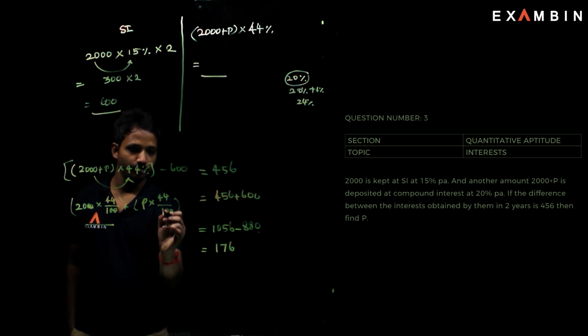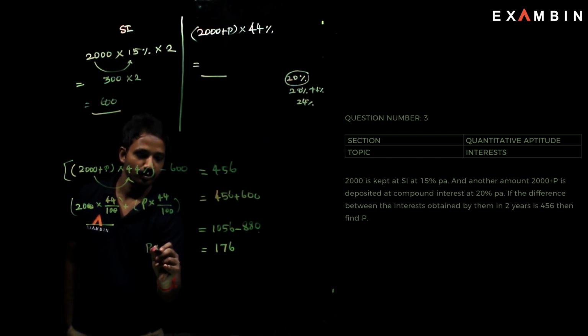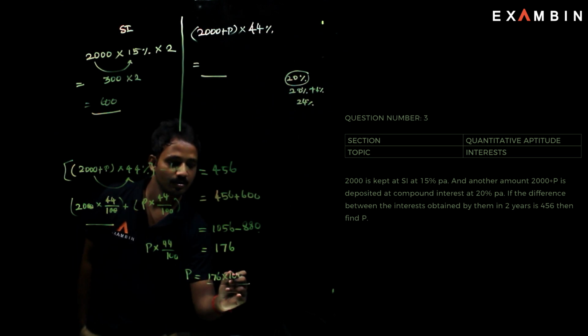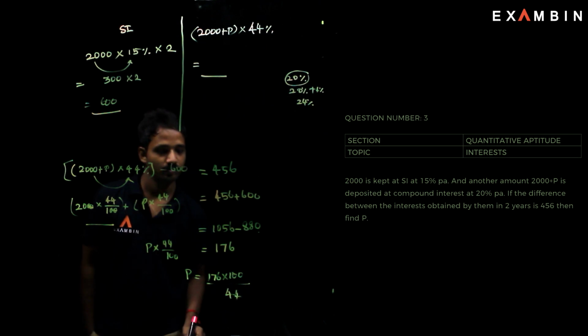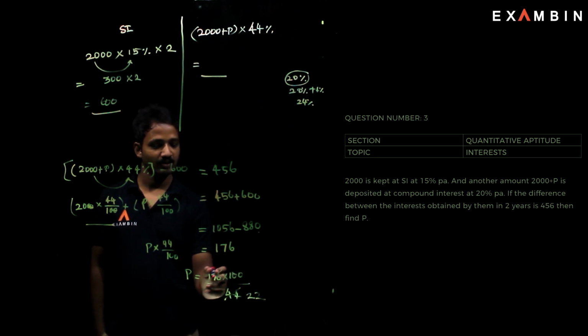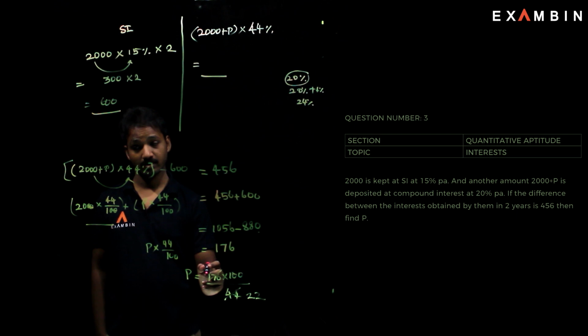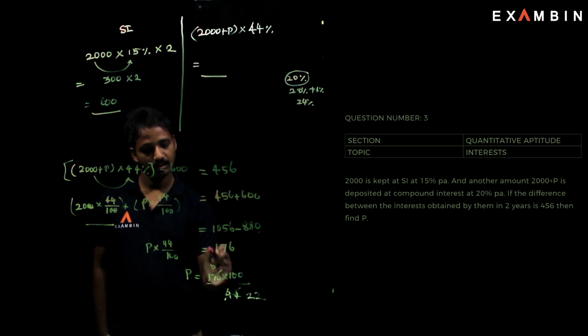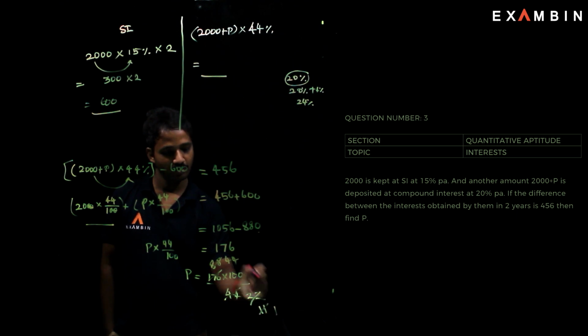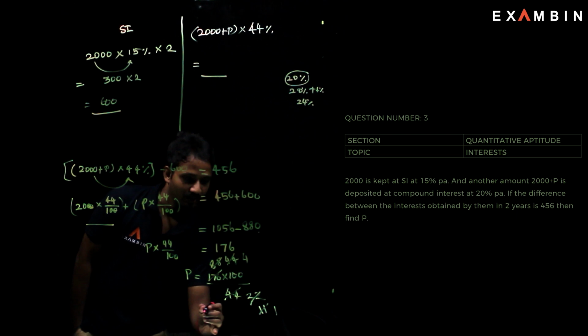So here 44p, p into 44 by 100. So p is equal to 176 into 100 divided by 44. So 44, 22, 176. It's 88, 88 right? 88, 44, 11, 1, 4. So P is equal to 400.